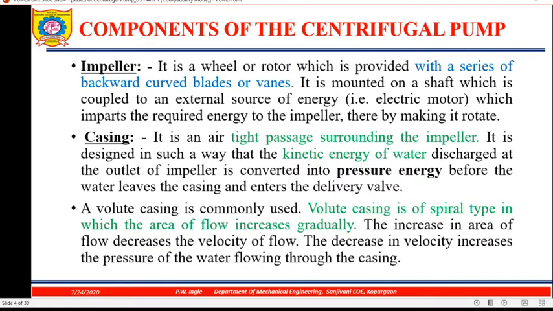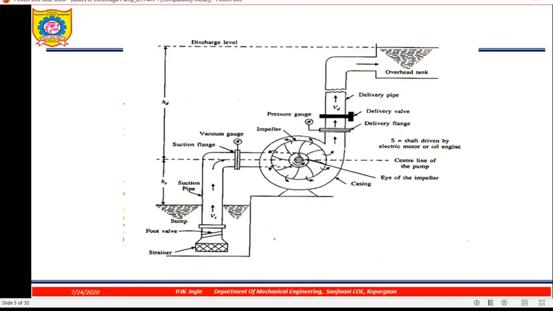So volute casing is commonly used. Volute casing is of spiral type in which area of flow increases in the flow direction. That's why kinetic energy will be converted into pressure energy. So the increase in area of flow decreases the velocity of flow, and decrease in velocity increases the pressure of water flowing through the casing. So these are the constructional features of centrifugal pump.